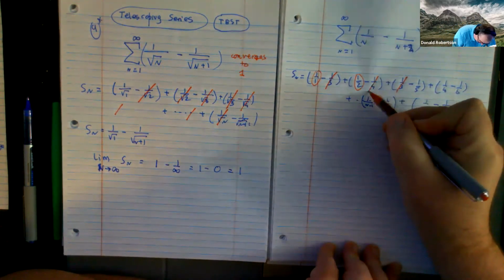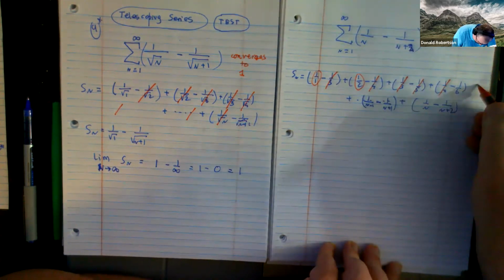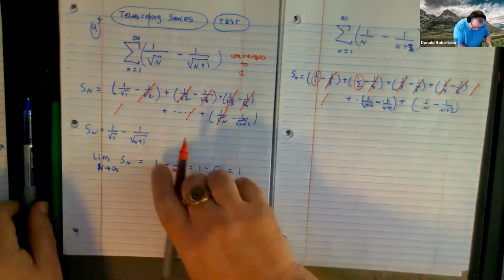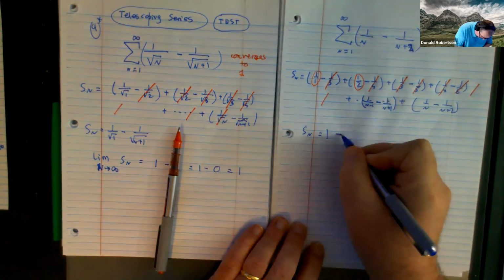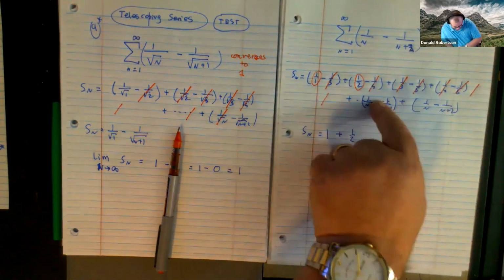Now, what about this fella? He gets killed by that one. What about this fella? Can you trust me? He gets killed by that one. What about this guy? He gets killed off. So what we have here are 2 terms at the beginning that survive. Everything else in the middle kills each other off.